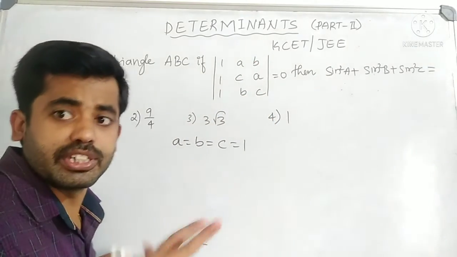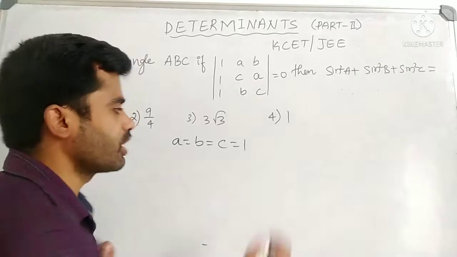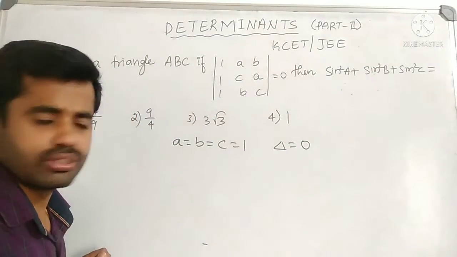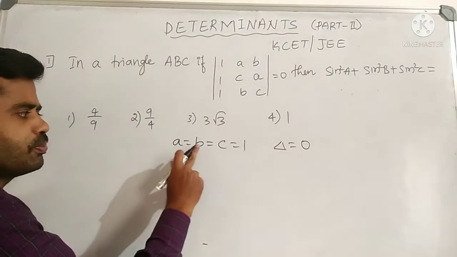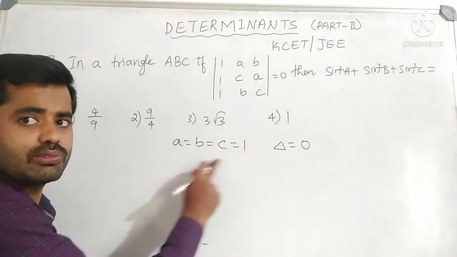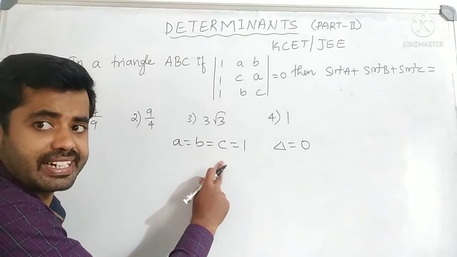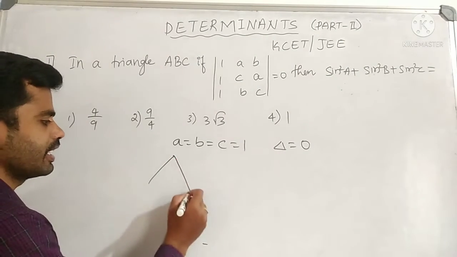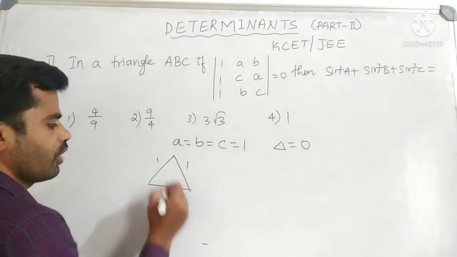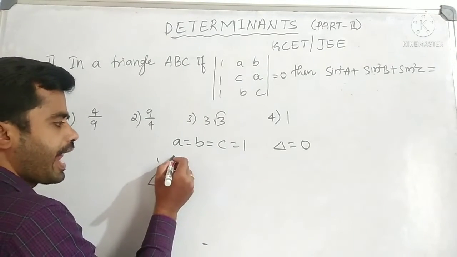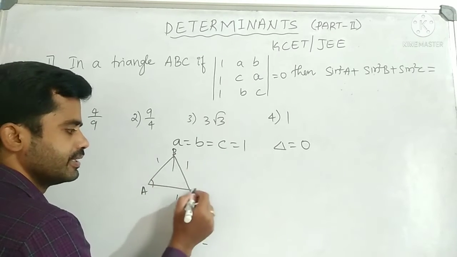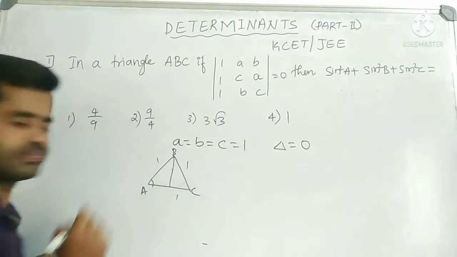In a determinant, if two rows are the same, the value of the determinant is equal to 0. If a equals b equals c equals 1, which triangle is it? An equilateral triangle, where all the sides are equal. I will draw the altitude here. This is the triangle with angles A, B, C.